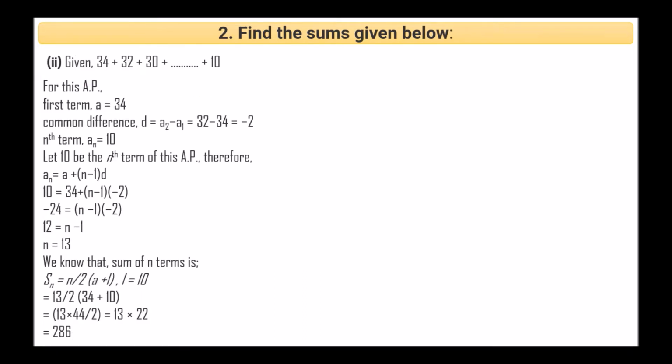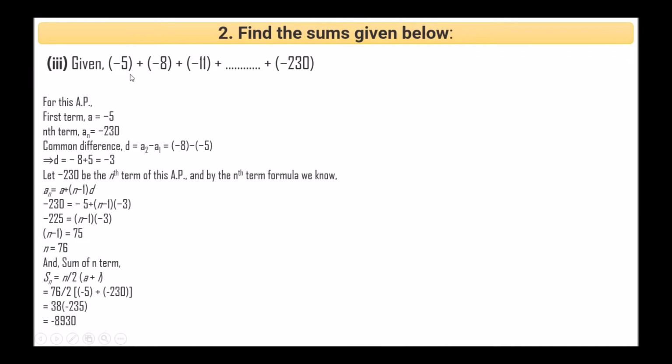Next, 34 plus 32 plus 30 plus dash plus 10. So first term is 34. Common difference d is minus 2. Nth term, that is an, equals 10. So let 10 be the nth term of this AP. Therefore, an equals a plus (n minus 1) into d. So we will put the values and we will get n equals 13. We know that the sum of n terms is Sn equals n upon 2 into (a plus l). l is 10. So Sn is 286.